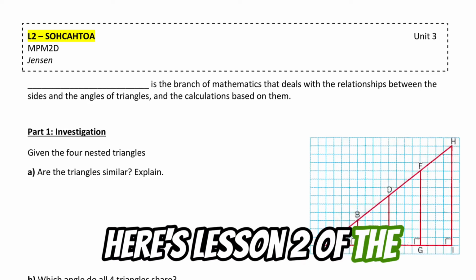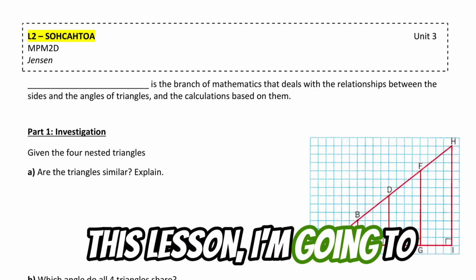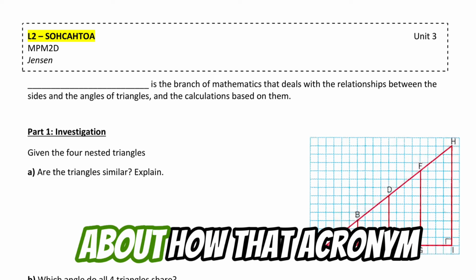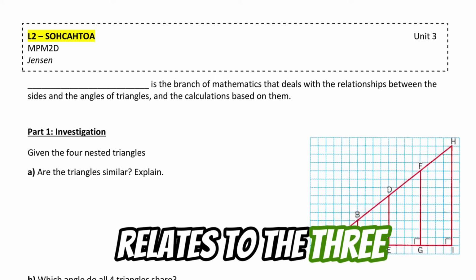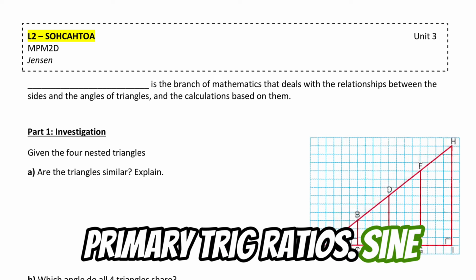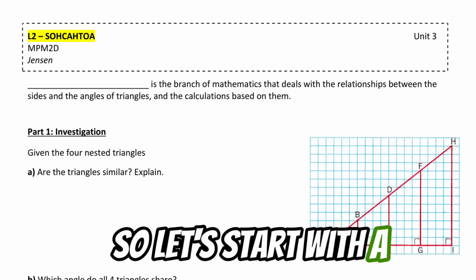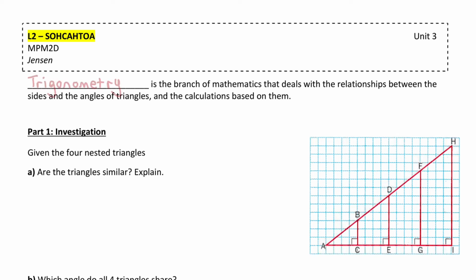Here's lesson 2 of the trigonometry unit. In this lesson, I'm going to teach you about SOHCAHTOA. By the end of the lesson, you'll learn how that acronym relates to the 3 primary trig ratios: sine, cosine, and tangent. So let's start with a quick definition of trigonometry.